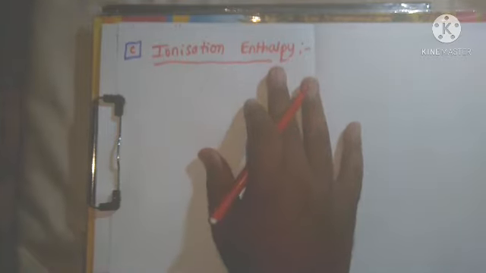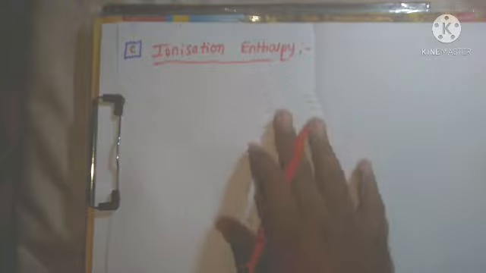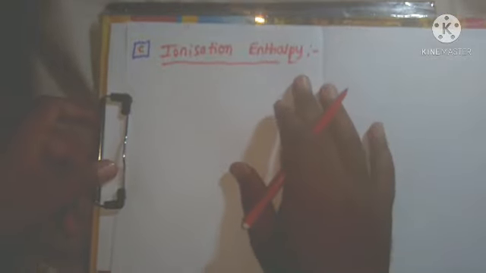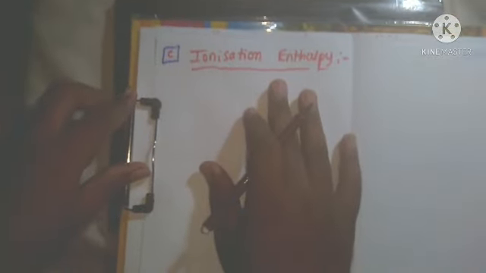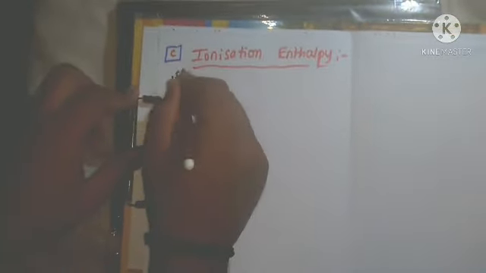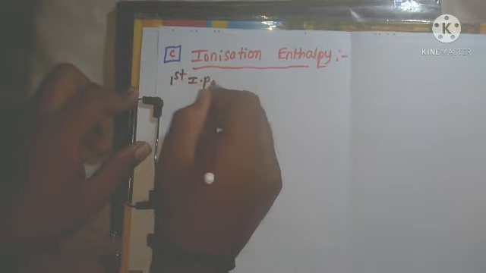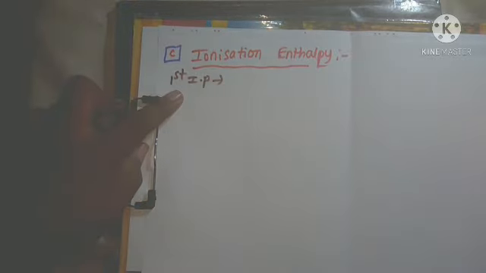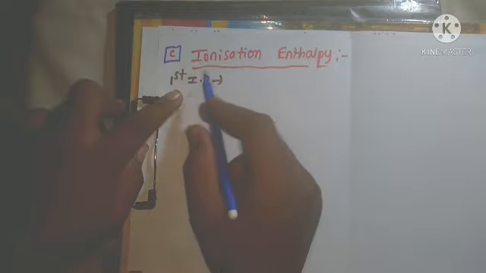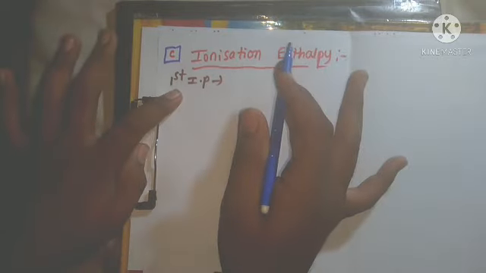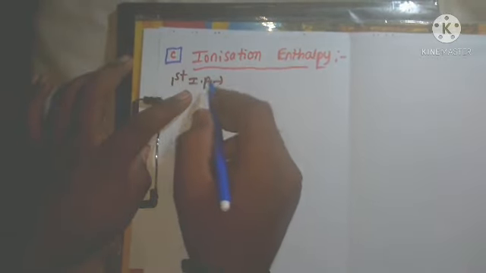Now the definition and the things we have already discussed in the theory classes. Now I want to write how it will vary first. Before that, I will discuss what is meant by first ionization enthalpy, what is meant by second ionization enthalpy, etc. First ionization enthalpy or ionization potential, both are the same. Now first ionization potential means what?